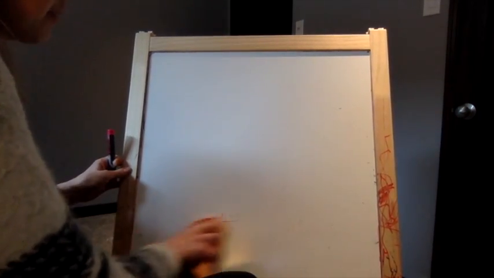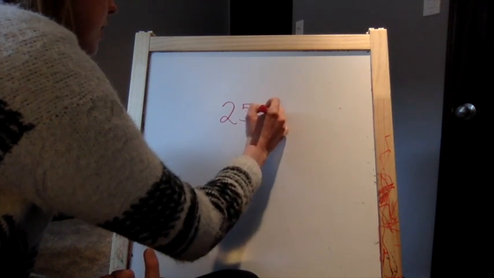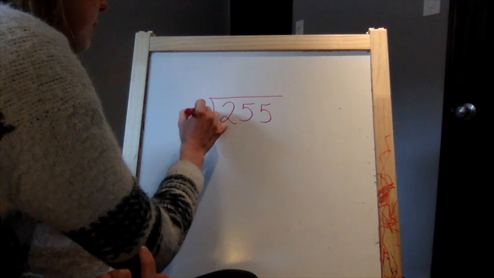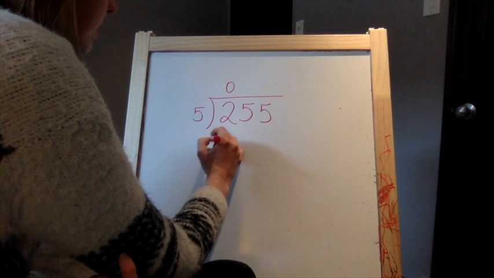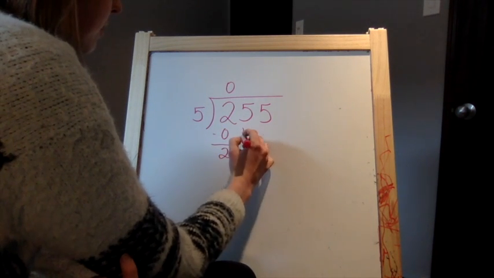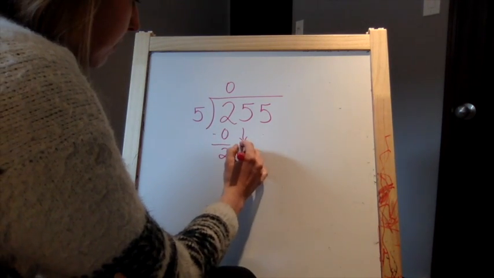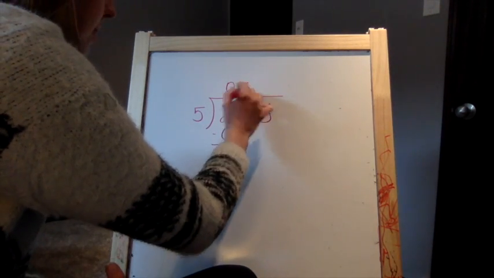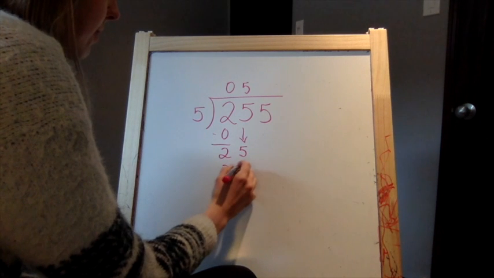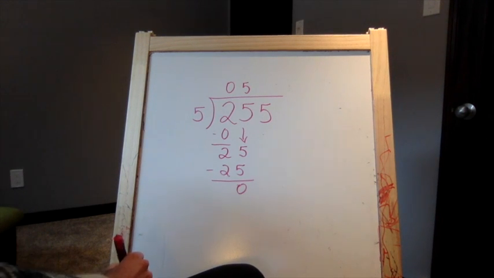Okay, now I'm going to go on to the next one. So it's 255, and we're going to divide that by 5. All right, 5 goes into 2 no times. 5 times 0 is 0. The difference is 2. Okay, I know that 5 won't go into 2, so I bring down a 5. 5 will go into 25, so 5 times 5 is 25. Now I subtract for the difference. Now I have nothing left.